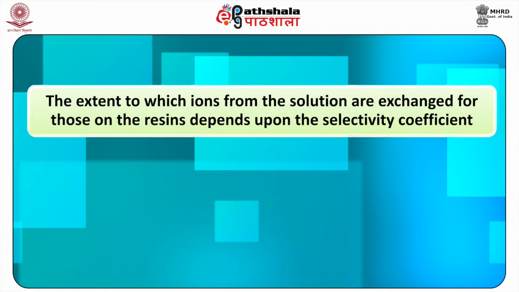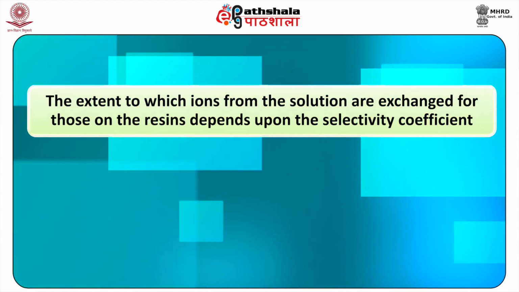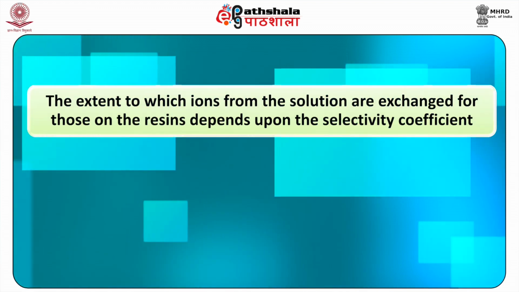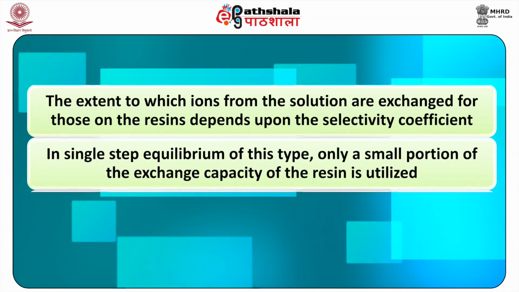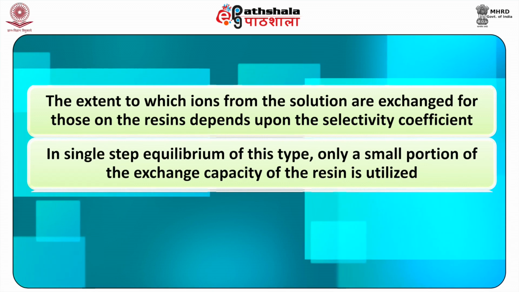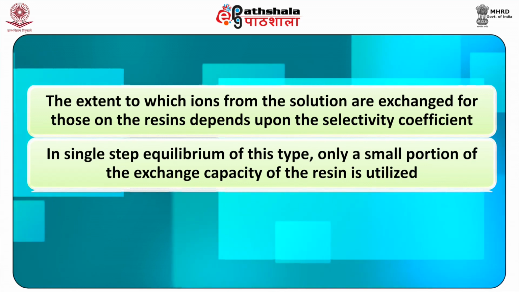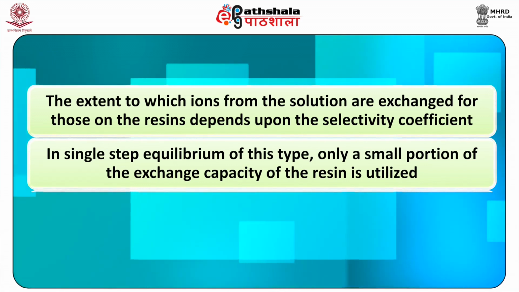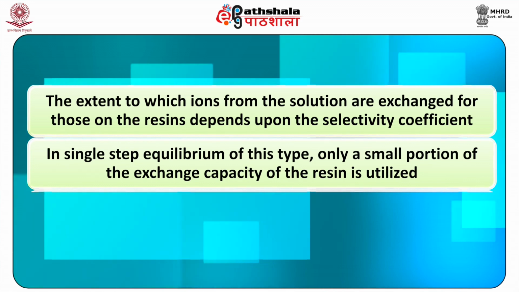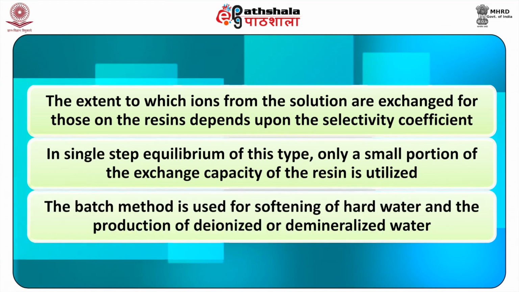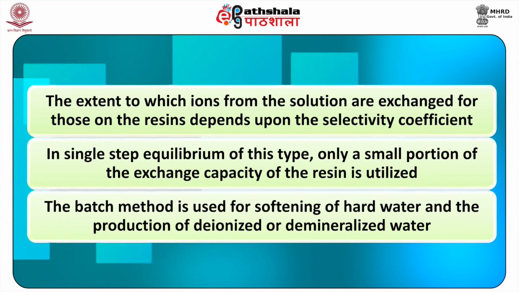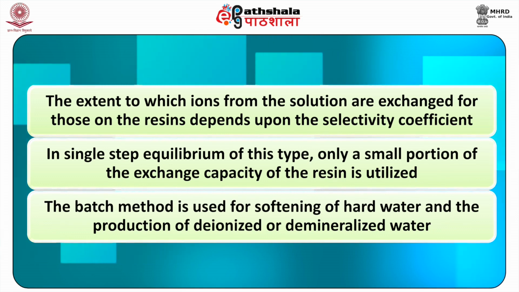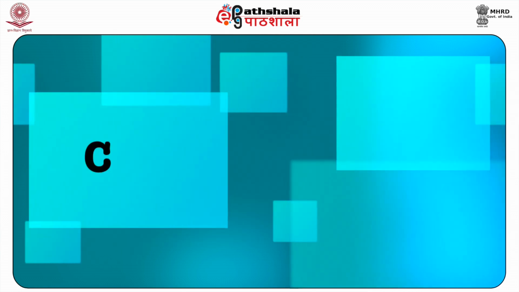The extent to which ions from the solution are exchanged for those on the resin depends upon the selectivity coefficient. In a single step equilibrium of this type, only a small portion of the exchange capacity of the resin is utilized. The batch method is used for softening of hard water and the production of deionized or demineralized water. Column method.